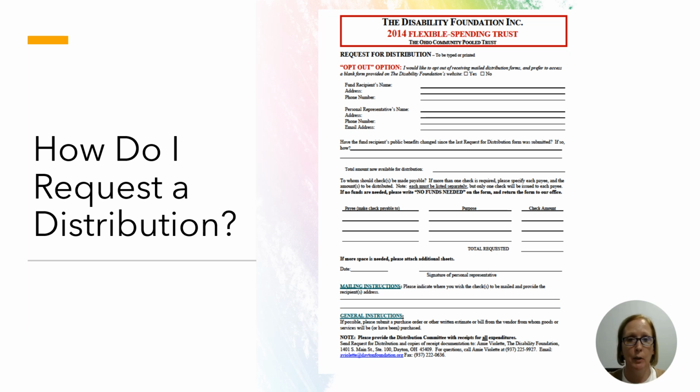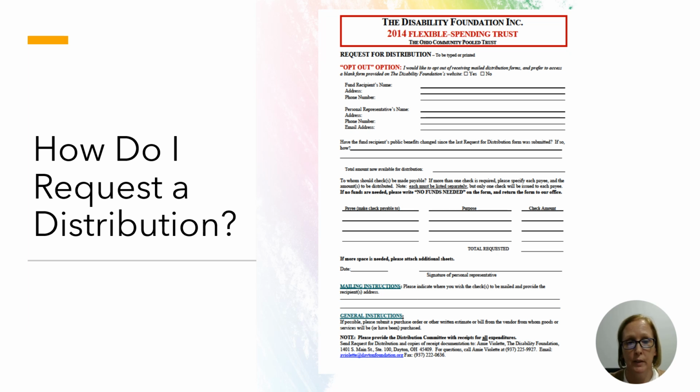Another way to submit a request is to print the form from our website, which you will find under the Forms tab. Fill it out, attach the supporting documents, and either mail, email, or fax them to us. You can find our mailing address, my email address, and our fax number at the bottom of the request form. Also, unless you opted out of receiving them by mail, we will also mail a form to you quarterly.